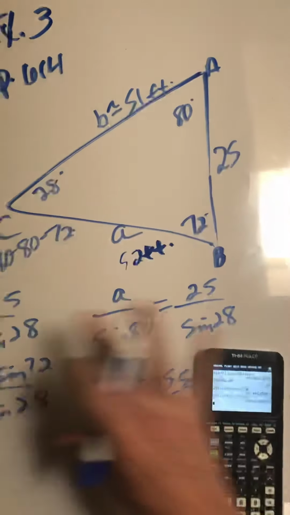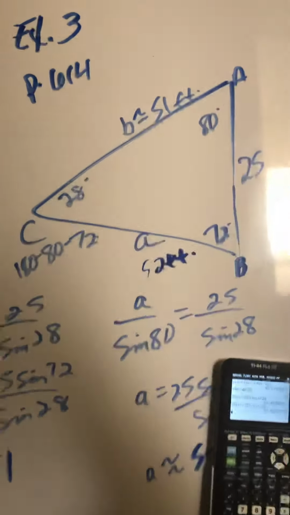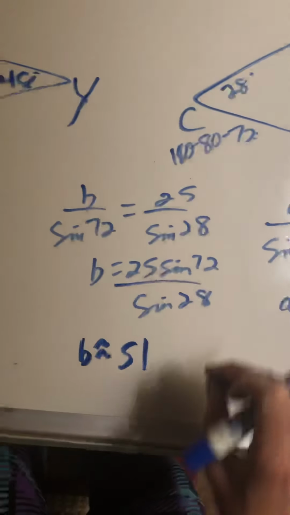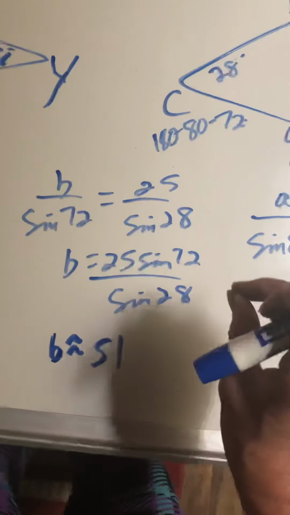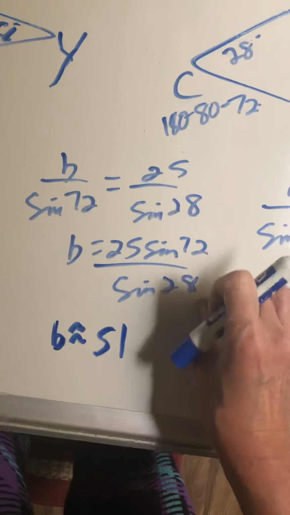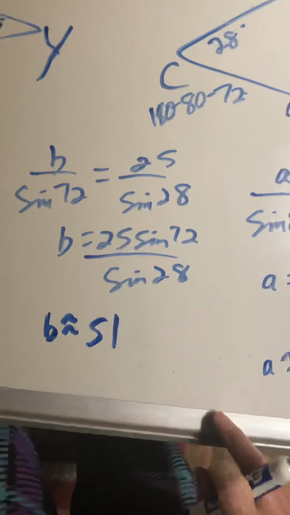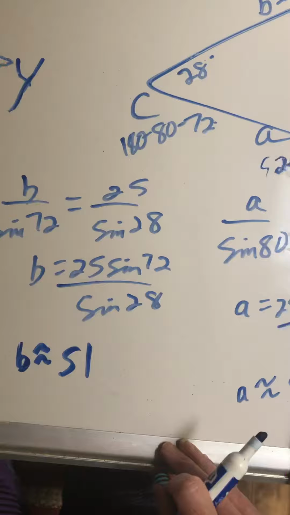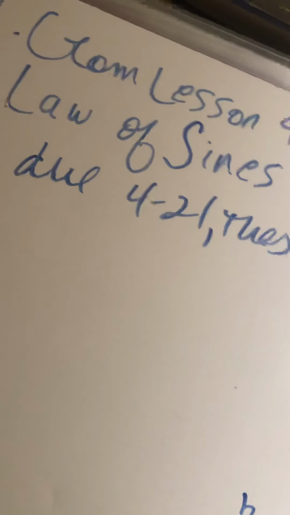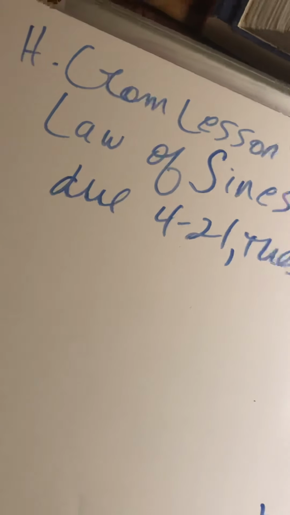Again, pictures, triangles, label them, show all of the work, show the original equation, show the exact answer, the way you're solving for B, and then show your estimated answer. Show all of that. Okay, so that's law of sines. So let me give the assignment and talk about a few things I want to talk about for the assignment.